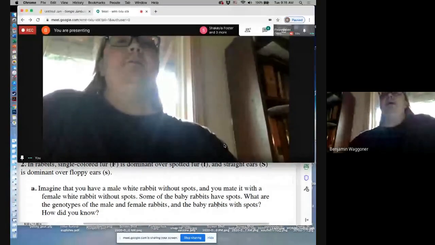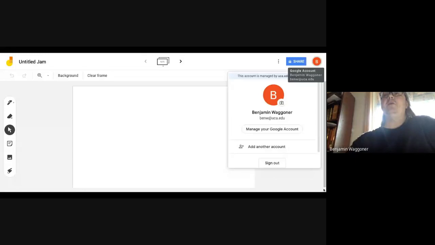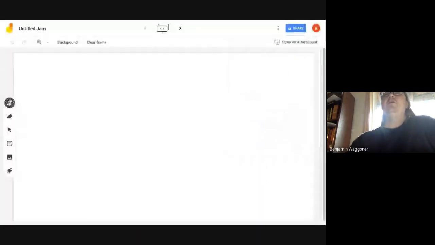Okay, let me see how this Jamboard thing works. Okay, that seems to be my jam. Can everybody see this? Should be a kind of white area, and I can doodle on it and draw stuff. All right, I will assume that everybody can.